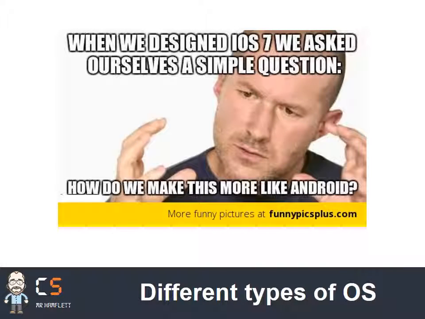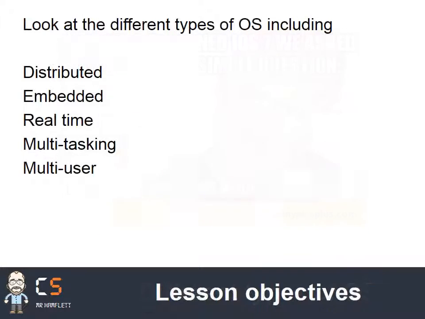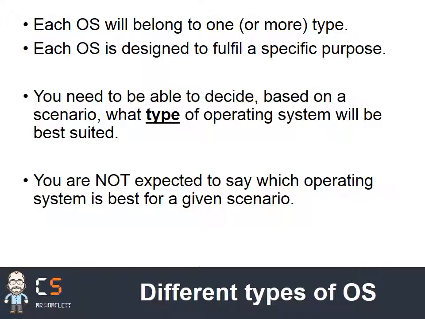In this video we're going to be looking at some of the different types of operating systems to put an end to the entire operating system topic. We're going to be looking at the following types: distributed, embedded, real-time, multitasking, and multi. Each operating system out there will belong to one or more types, and each has a specific purpose.